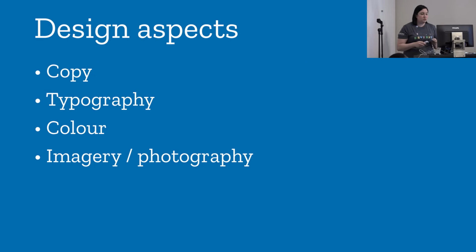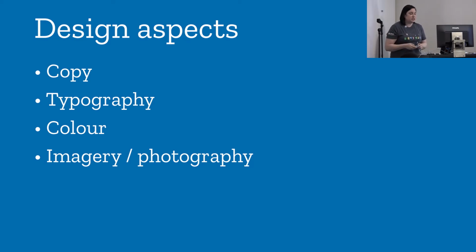So when we're designing for accessibility, we actually need to reconsider our design aspects again, like copy, typography, color, and imagery and photography. And in my mind, design is like a really delicate balance between form and function, between the need to be creative and unique and the need to be understandable and usable by everyone.